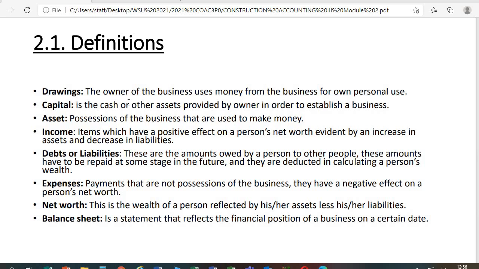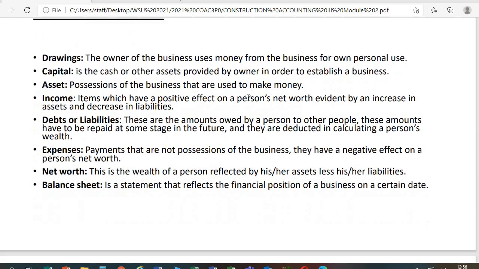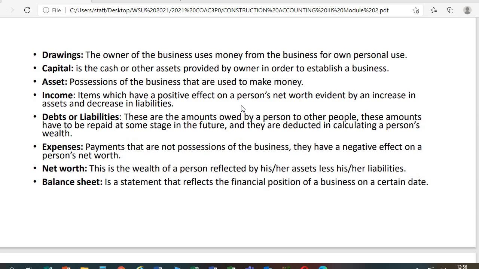This is a situation where the owner of the business takes out money from the business for his personal use. The capital is the cash or other assets provided by the owner in order to establish a business. And then we've got the assets, which is the possessions of the business that are used to make money. We've got income, any other income that comes into a business. It can be a current income, rent income, and we've got debts or liabilities. These are the obligations by the business to pay other businesses, either suppliers or whomever they owe.